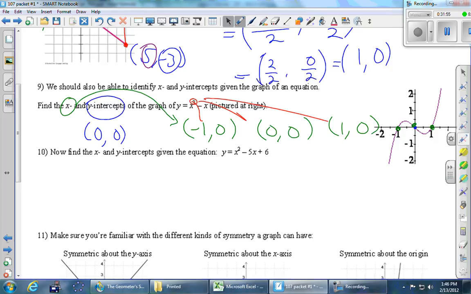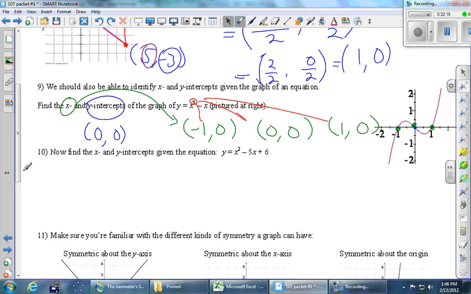Okay, let's see if we can continue Eliza's observation here. Here's an equation. X squared minus 5x plus 6 equals y. How many x-intercepts are you expecting to see according to Eliza's observation? We're expecting to see 2. So let's see if we can't find them. X and y-intercepts both.